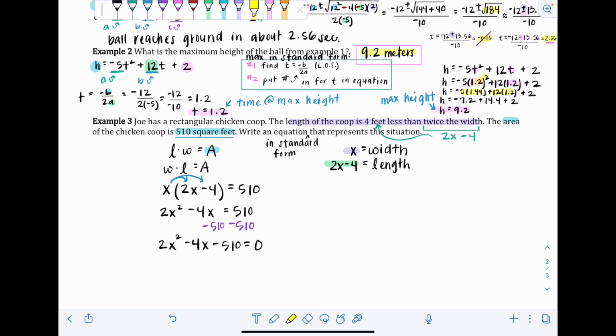And then now I have everything on one side, the other side is 0, so that's one part of standard form. And then the second part is that it goes in order from x squared down to x down to the constant. So 2x squared is first, and then negative 4x is second, and then the constant is third on that side. So we're all good, it's in standard form, and then it doesn't ask to solve, we just needed to write the equation itself, so we'll leave it as is. 2x squared minus 4x minus 510 is equal to 0.